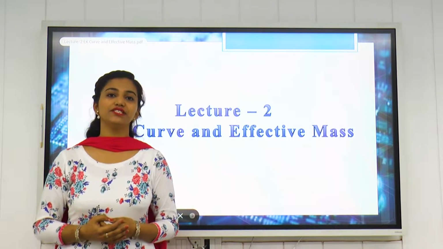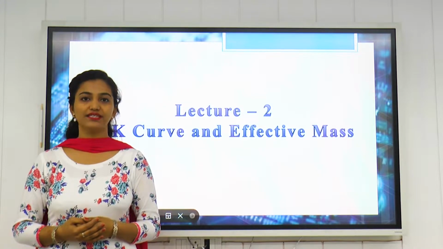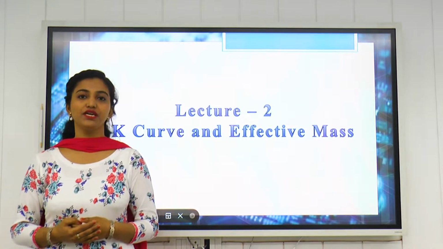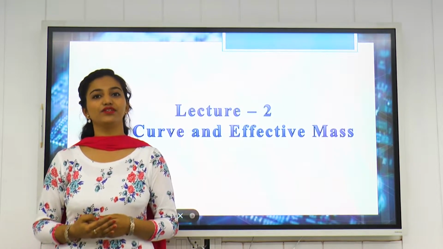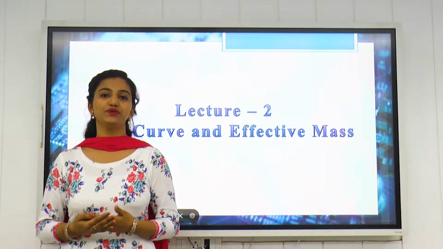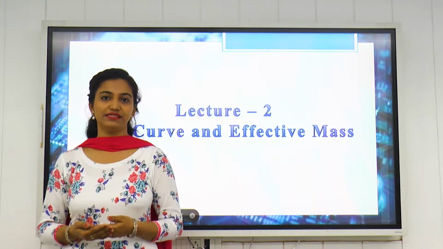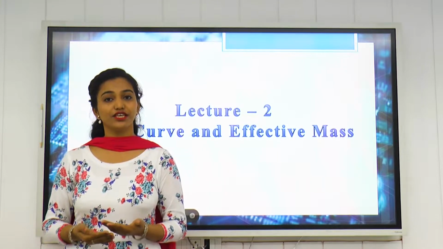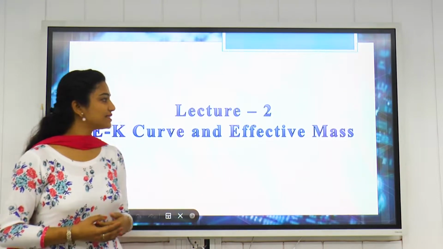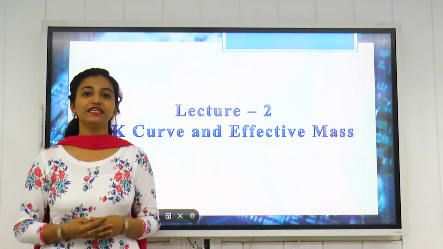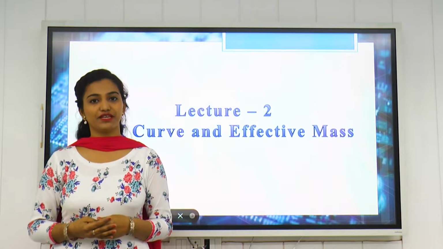In the previous lecture, we discussed the drawbacks of quantum free electron theory towards the band theory through the KP model and its conclusion, to be able to distinguish between the electronic materials, which are conductors, insulators, and semiconductors. Now, in this lecture, we are going to study the E-K curve and the effective mass.